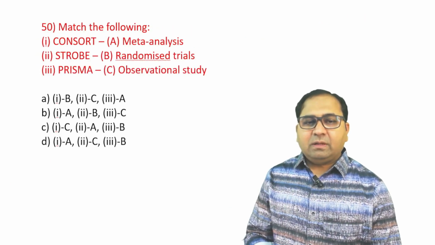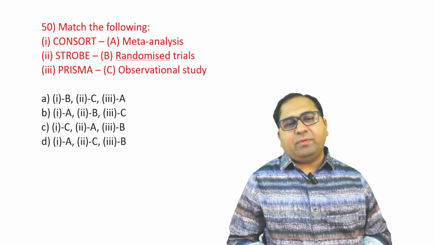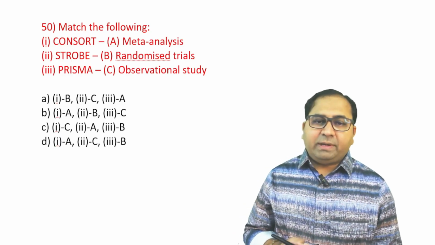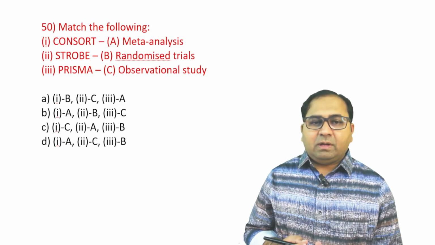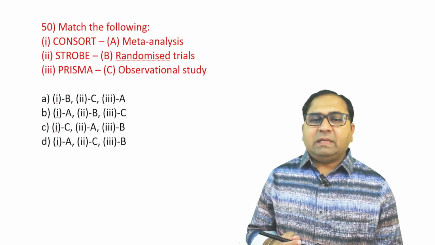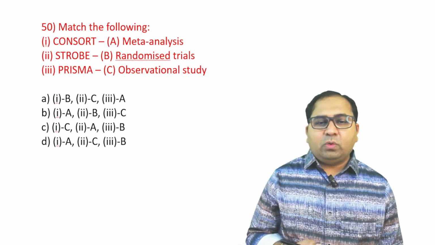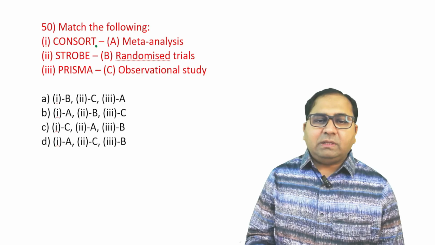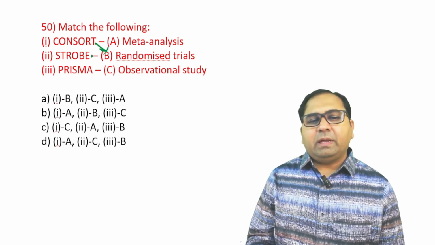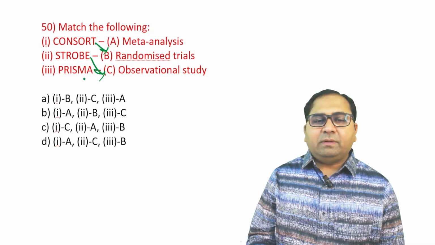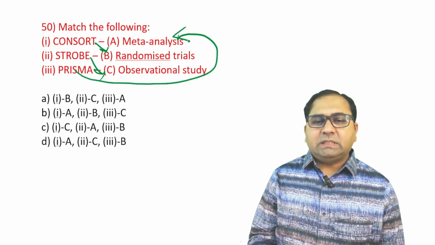The next question. We have come to the last question of this chapter of 22nd. Let us finish it up. Match the following. On the left side they gave CONSORT, STROBE and PRISMA, and on the right side they gave meta-analysis, randomized trials and observational study. So the answer is that CONSORT is for randomized trials, and STROBE is for observational study, PRISMA is for meta-analysis. So all these are interrelated to each other.